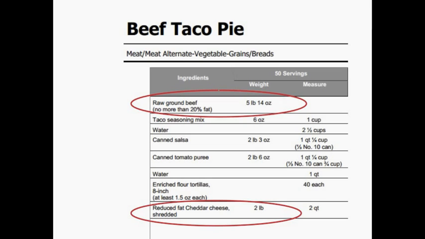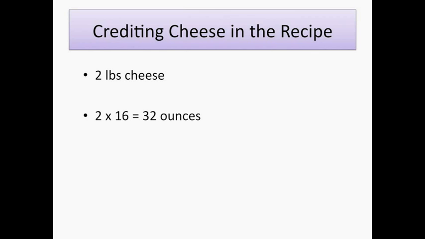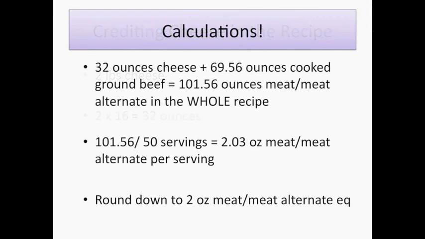Now we will calculate the cheese's contribution to the meat alternate component. Next, we convert the cheese pounds into ounces by multiplying by 16, and cheese counts ounce for ounce and provides 32 ounces in this recipe. Then we add the cheese and ground beef ounces for a total of 101.56 ounces of meat alternate in the whole recipe.